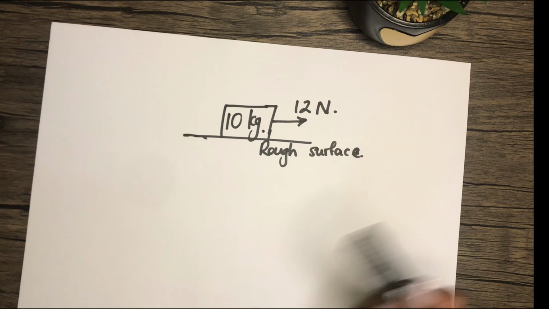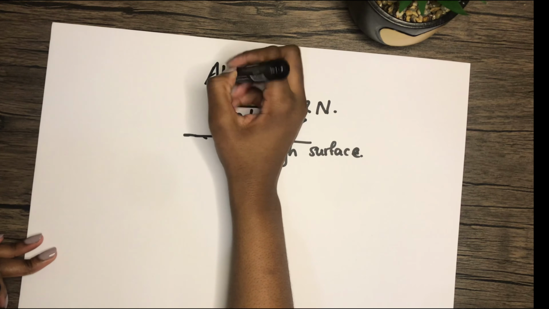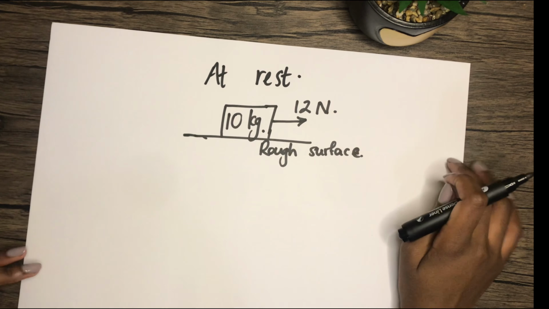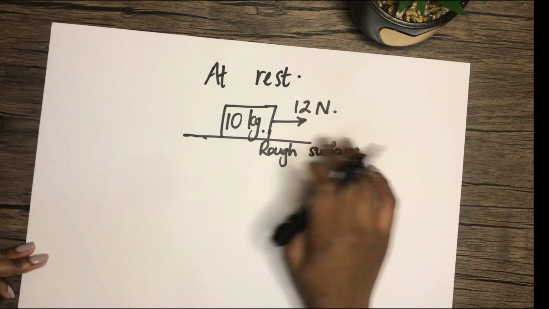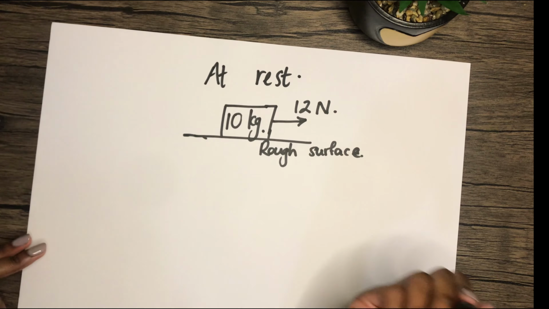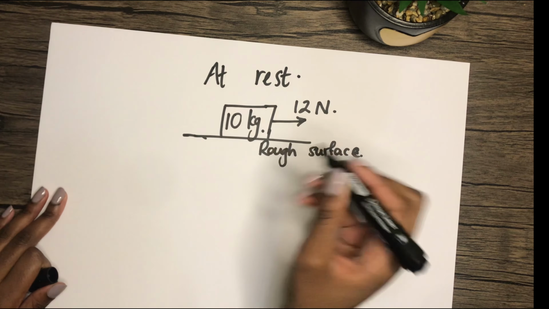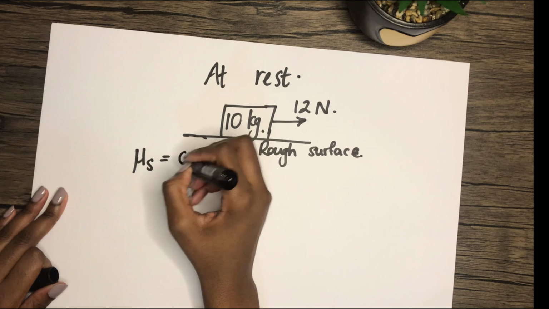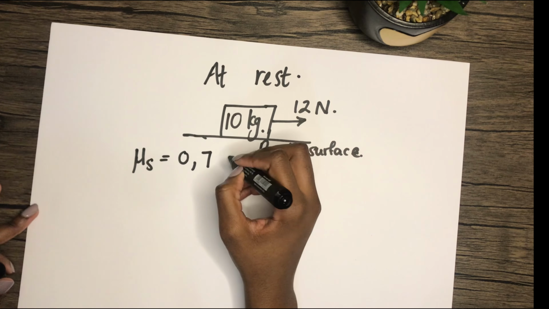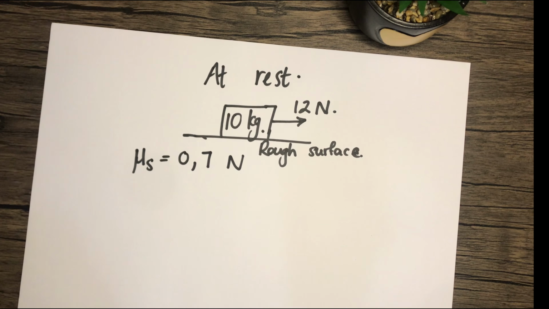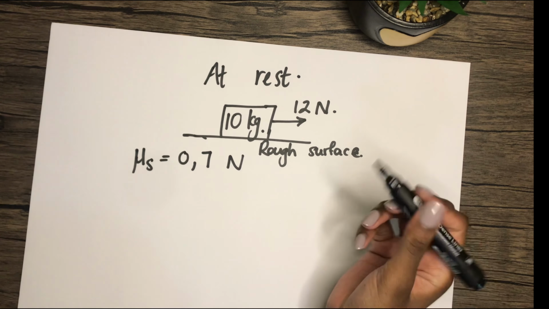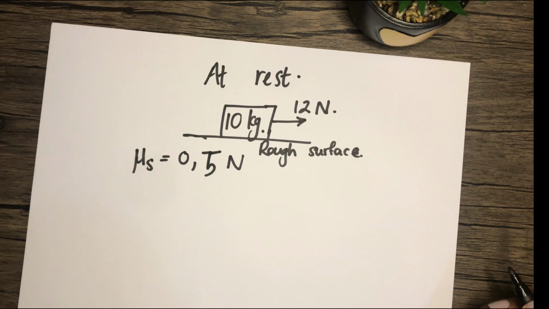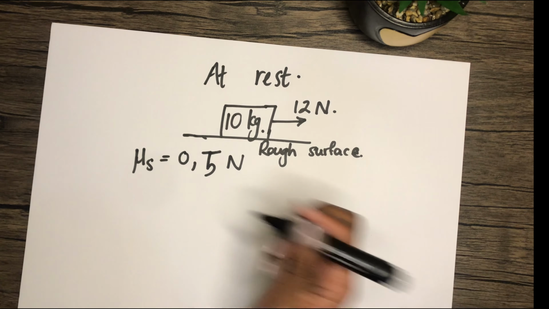So if the object is still at rest after you have applied the 12 newtons, it remains at rest. Then I can further prove that by calculating. Let's say they tell you that the coefficient of static friction is 0.7, right? And then, let's make it 0.5. And then they say that this object is remaining at rest. I'm just trying to prove that.